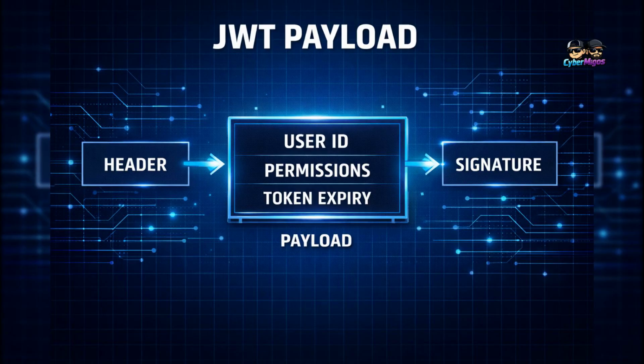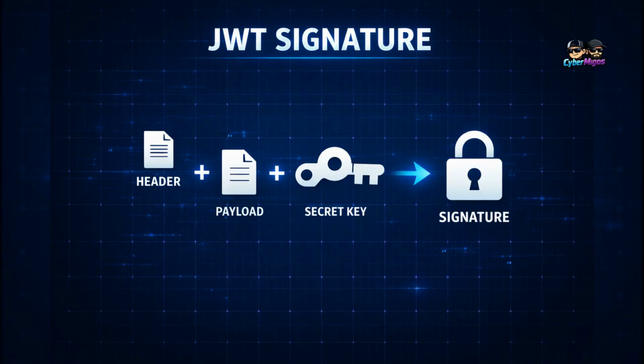The payload contains the claims. Claims are pieces of information about the user or system, such as the user ID, permissions, or when the token expires. The signature protects the token from being modified. It is created by combining the header and payload with a secret key using a cryptographic algorithm.